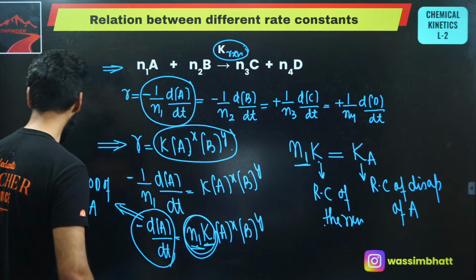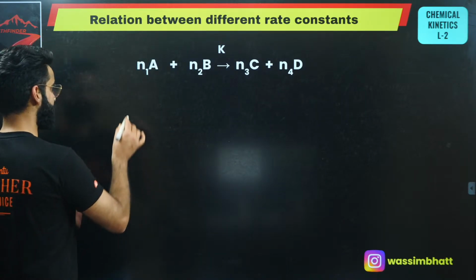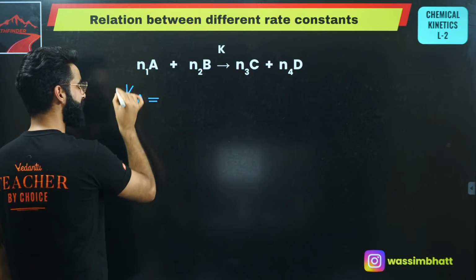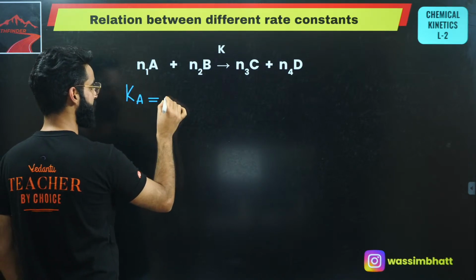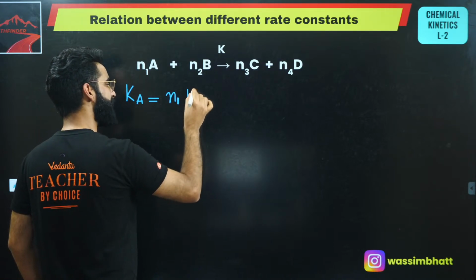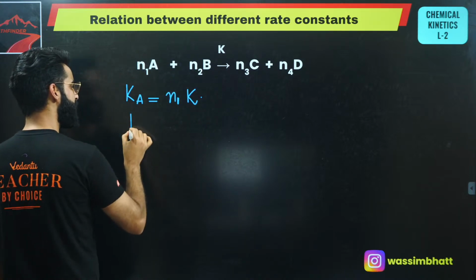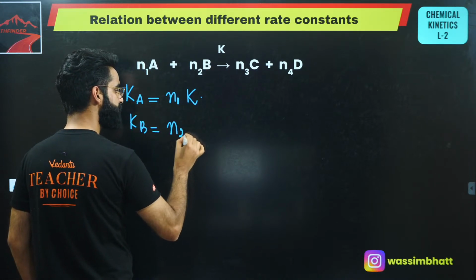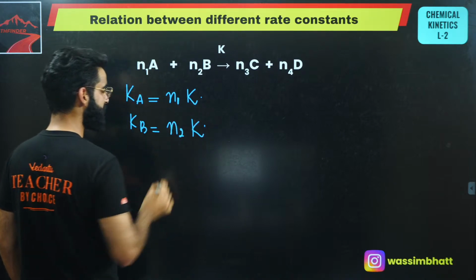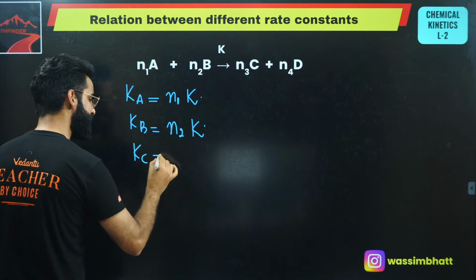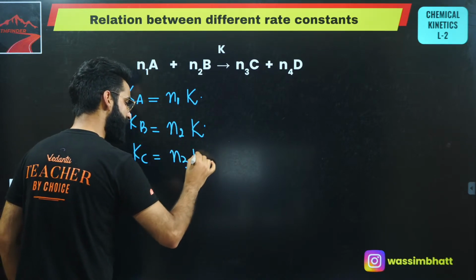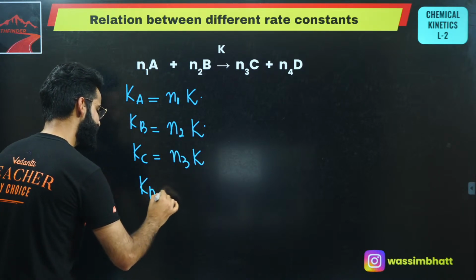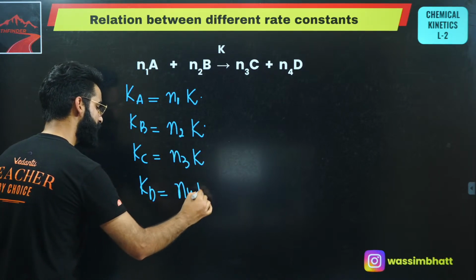Okay, what does it mean exactly? Have a look. I'm writing something as Ka. Ka is what we call the rate constant of disappearance of A. It will be equal to N1 multiplied by the rate constant of the reaction. Similarly, Kb will be equal to N2, the stoichiometric coefficient of B, multiplied by the rate constant of the reaction. Kc will be equal to N3 multiplied by the rate constant of the reaction, right? Kd will be equal to N4 multiplied by the rate constant of the reaction.